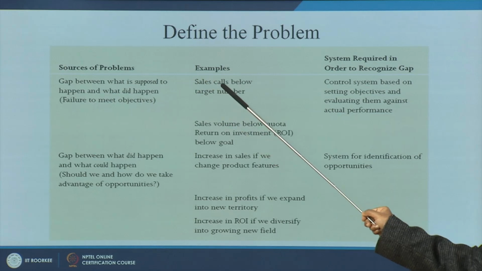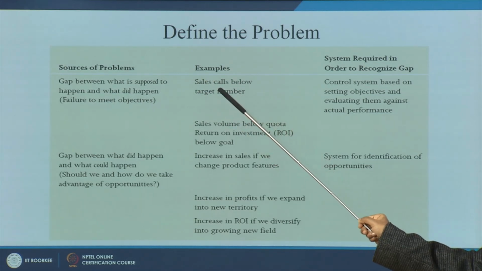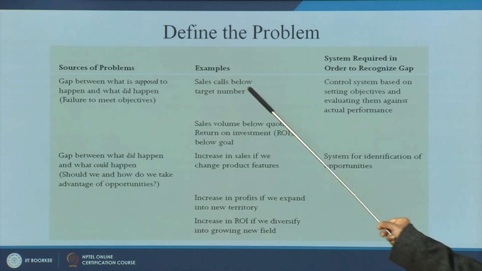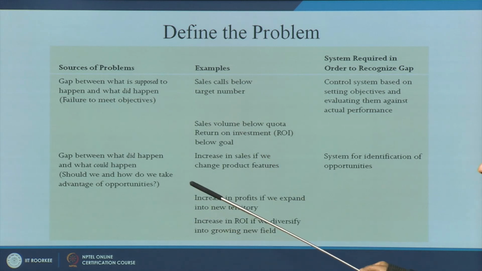So, and what did happen, right. For example, sales calls below target number. The problem is there is a sales call which is below the expected number, right. Sales volume below quota or return on investment below the desired target, right. So, to understand and define this problem, a company wants to know how to address this now.